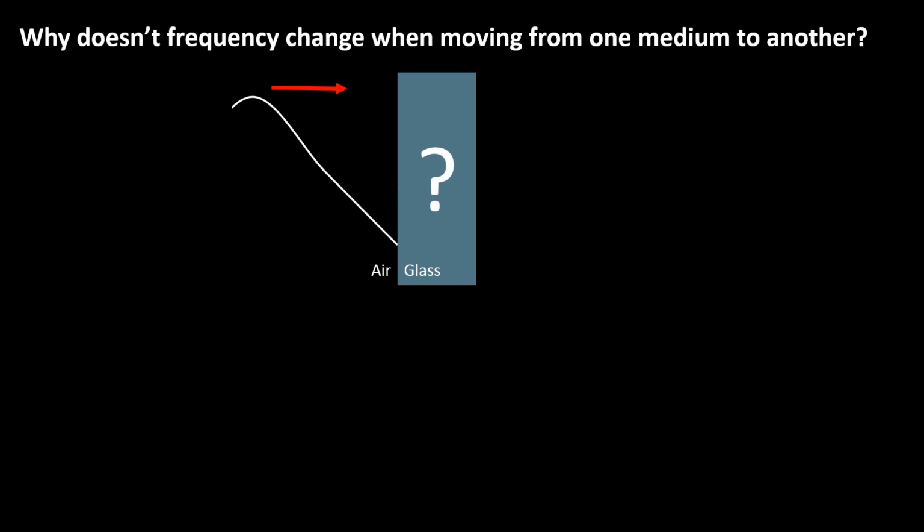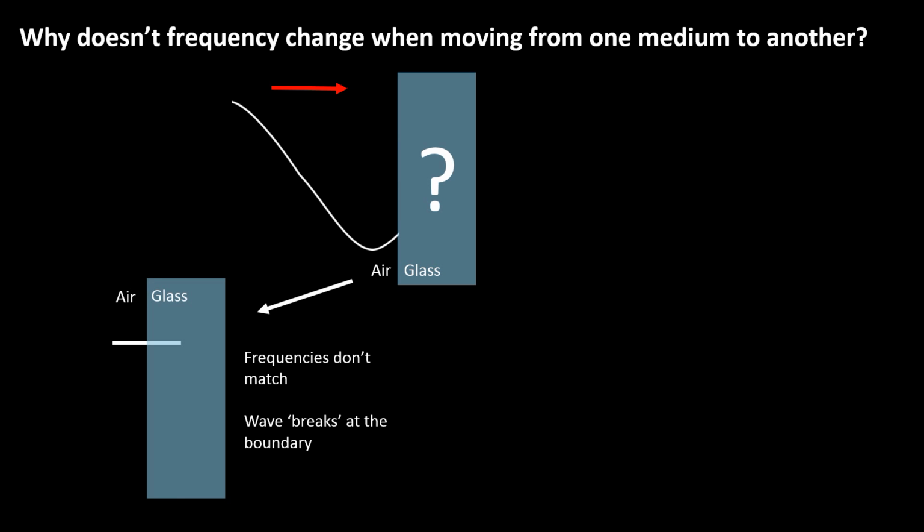Okay, so we need to ask some basic questions about the behaviour of waves moving from one material to another, because that's really what refraction deals with, light propagating from one medium to another. So the first thing is that the frequency doesn't change when we move from one medium to another, and it's useful to understand why. So the question is, what's going on inside that glass when the wave is incident upon it from the air? And what I'm going to do is show you why the frequencies have to match by looking at what happens if they don't match.